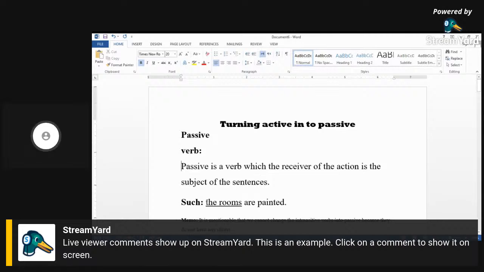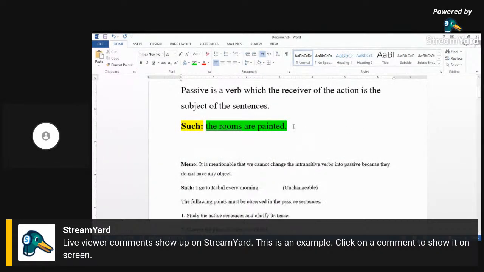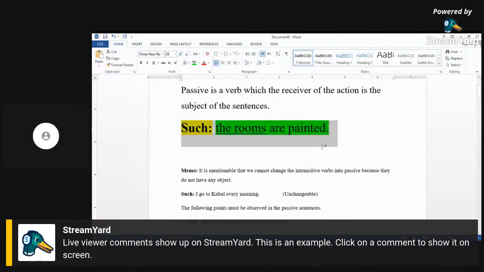We have an example here, for example, the rooms are painted. So in here, the rooms are painted. Whenever we say that the rooms are painted, in here someone has painted the room.